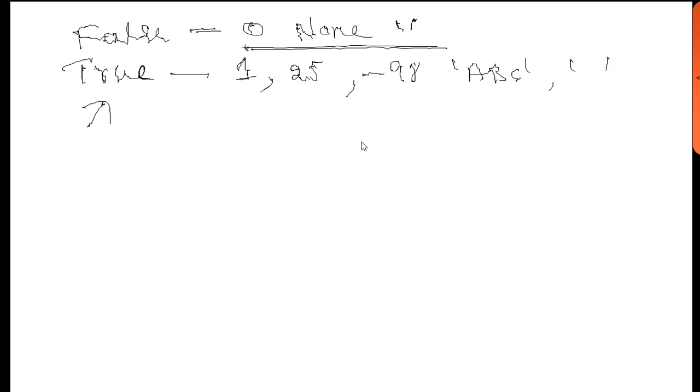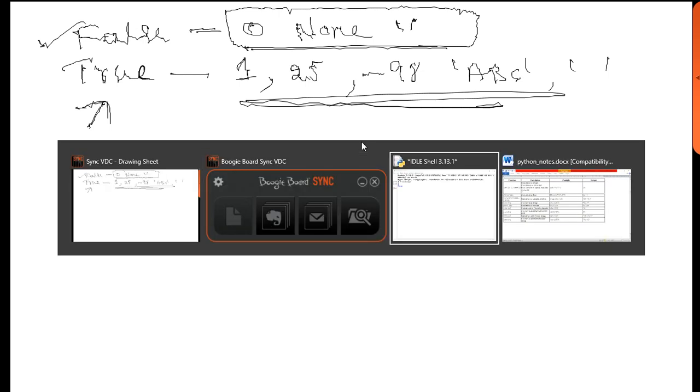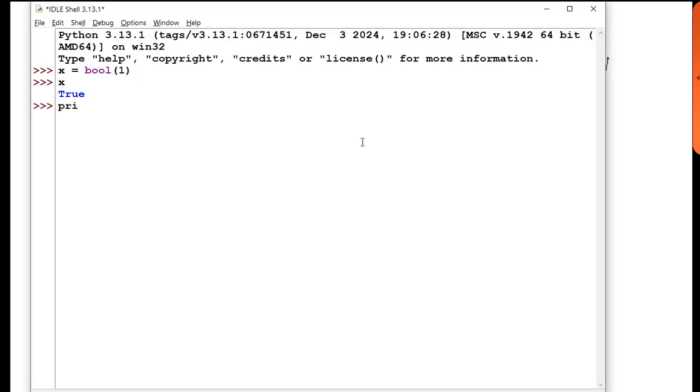So I can say that nothing is false and something is true. That is the meaning here, okay. So let me show you here. First of all, I print the bool of 0. 0 is false. Then bool of None is also false. Bool of the empty string, see, empty string I am giving, therefore it is false.